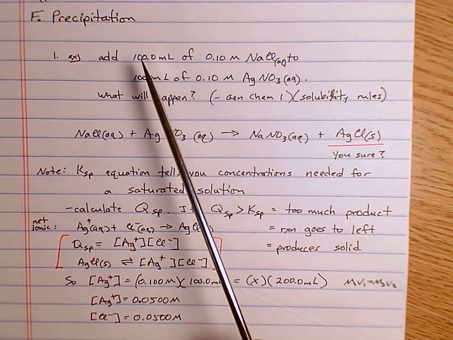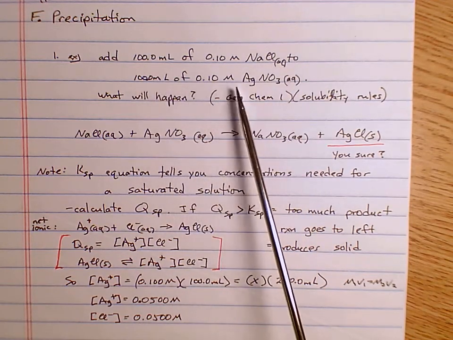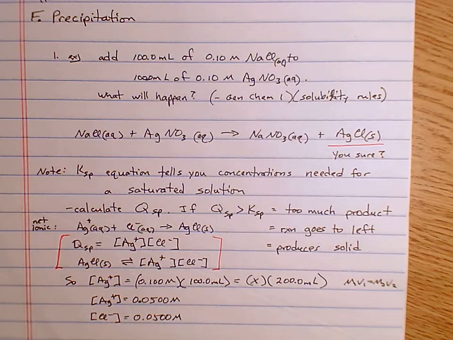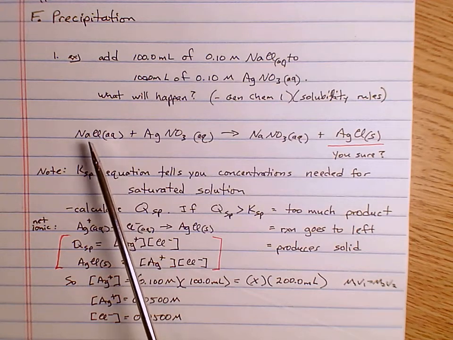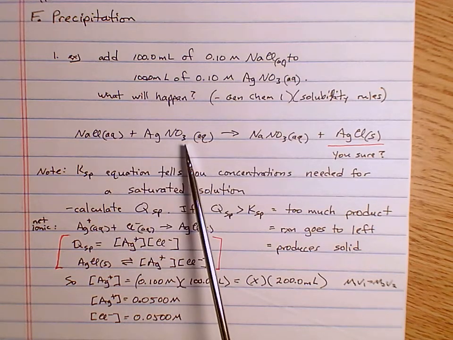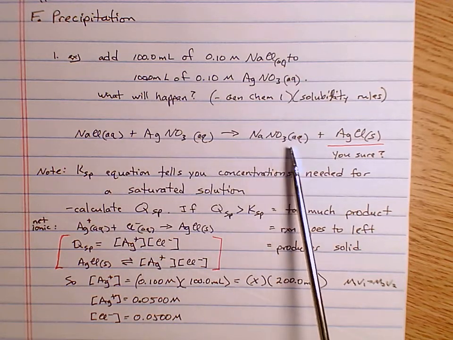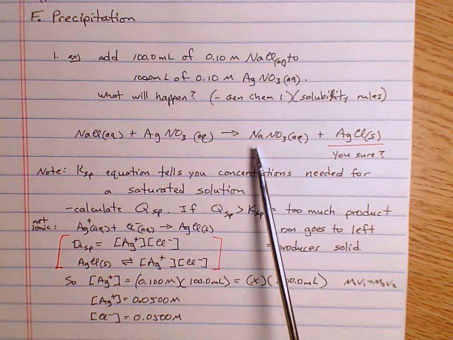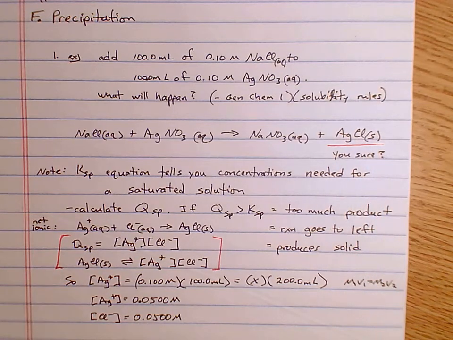So if we add, say, 100 milliliters of 0.1 molar sodium chloride to 100 milliliters of 0.1 molar silver nitrate, what will happen? Well, our GenChem 1 brain will say, we know sodium chloride, aqueous, our solubility rules say this dissociates 100% into its ions. Silver nitrate also dissociates 100% into its ions. We do a double displacement reaction, and we will get sodium nitrate, which our solubility rules say is completely soluble and dissociates 100% into its ions, plus silver chloride, which is not soluble, and should form a solid. That's what GenChem 1 says.